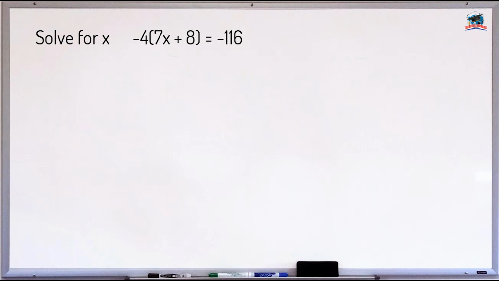The question says, solve for x. We've got minus 4, open brackets, 7x plus 8, close bracket, is equal to minus 116. So we begin by writing out the question: minus 4, open bracket, 7x plus 8, close bracket, is equal to minus 116.